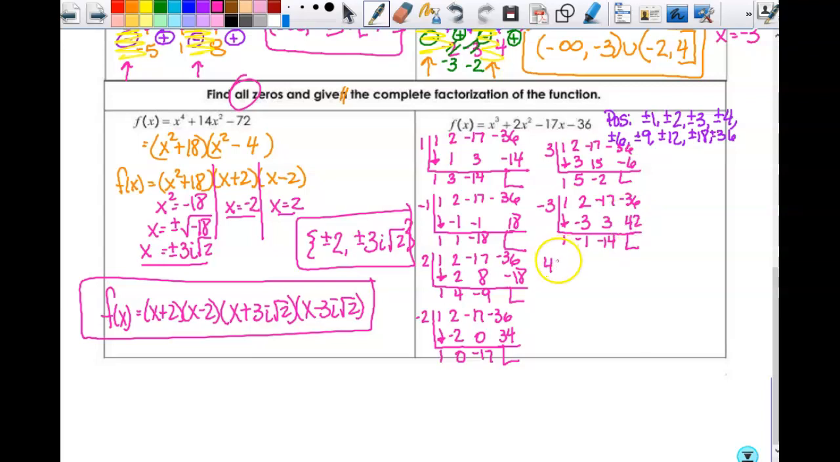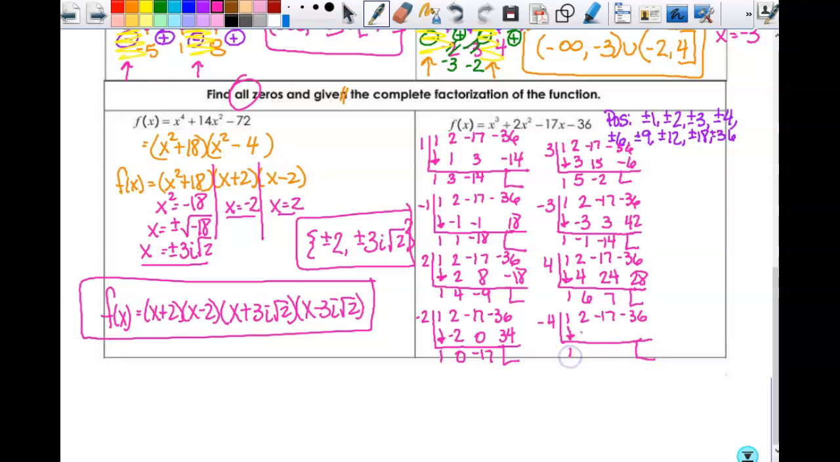So we give 4. I have 1, 0, negative 17, negative 36. Bring down my 1, gives me 4, 6, 24. That's going to be 7, 28, still not 0. Negative 4. 1, 0, negative 17, negative 36. You can always double check that you're actually using the right numbers.